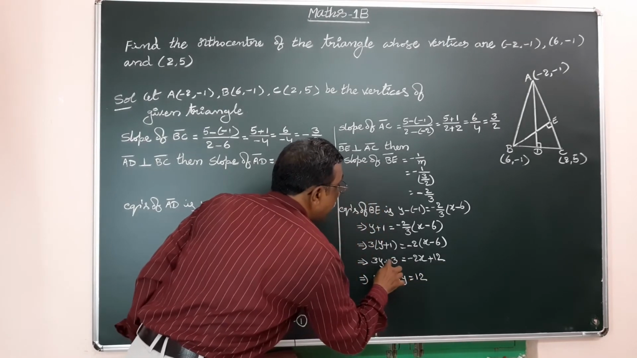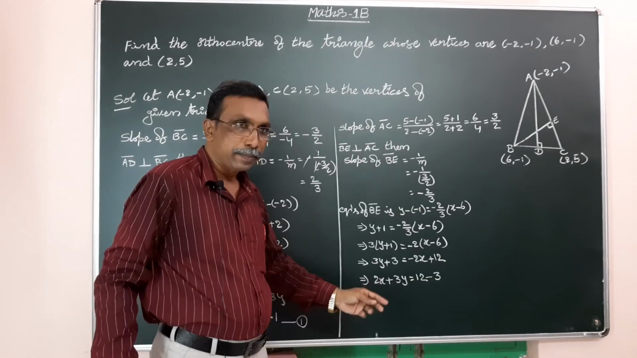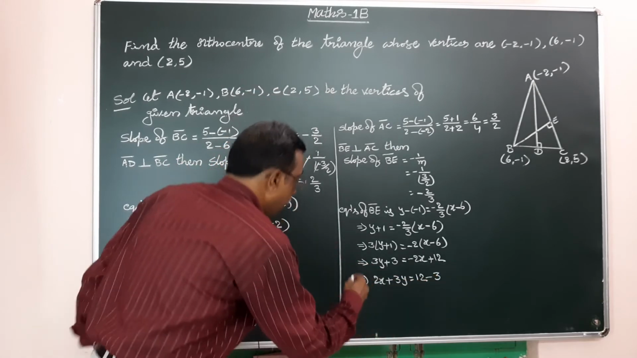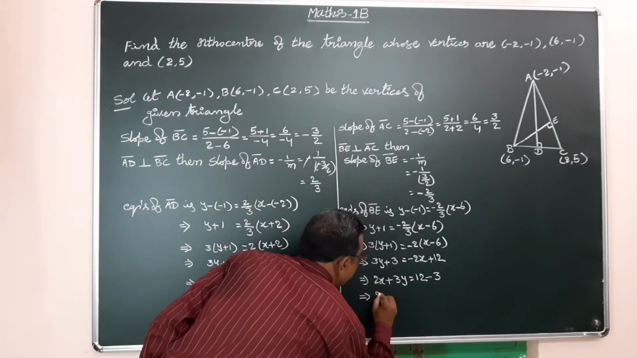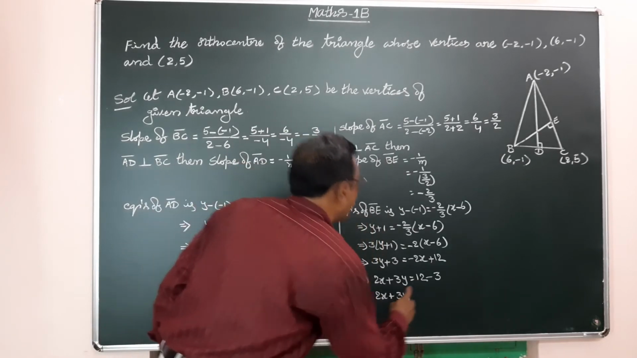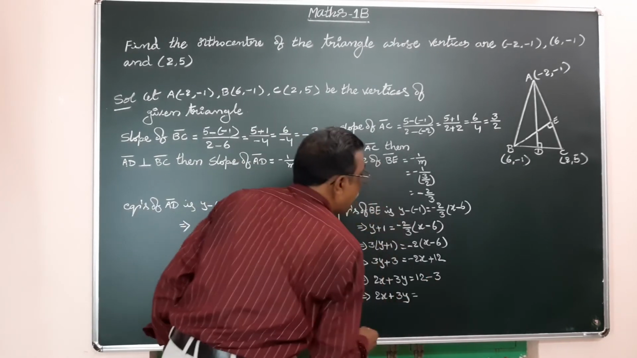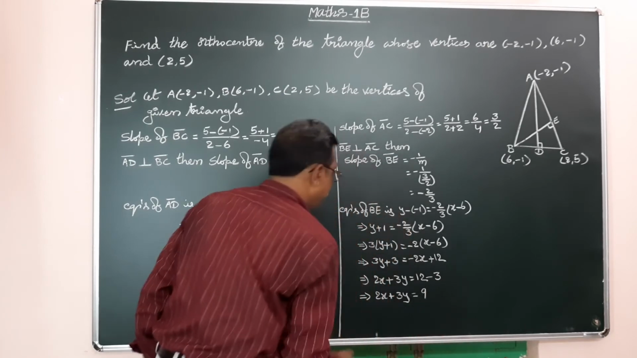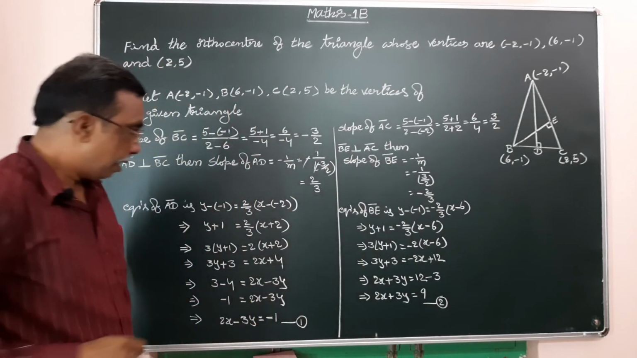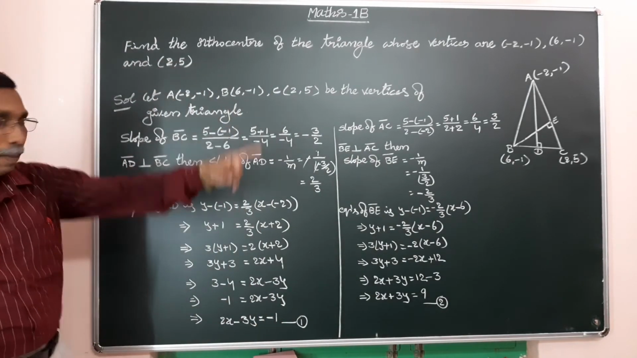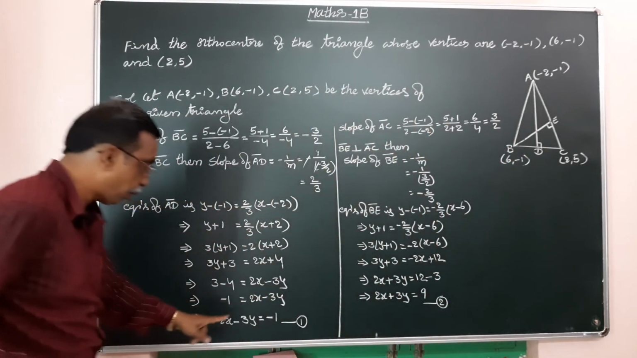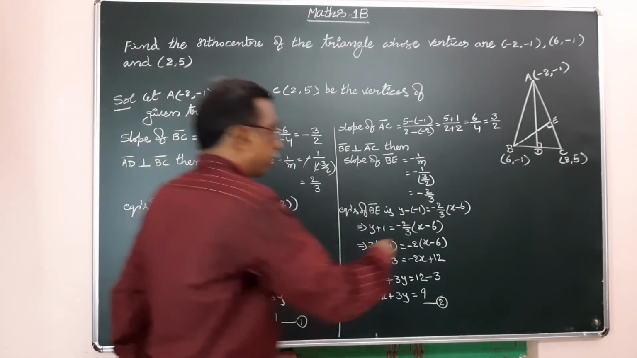Now we take this term to the RHS. 2x plus 3y equals 12 minus 3, 9. This is equation 2. Equation 1 is the AD bar equation. Equation 2 is the BE bar equation. Solving these two equations, we get the orthocenter.